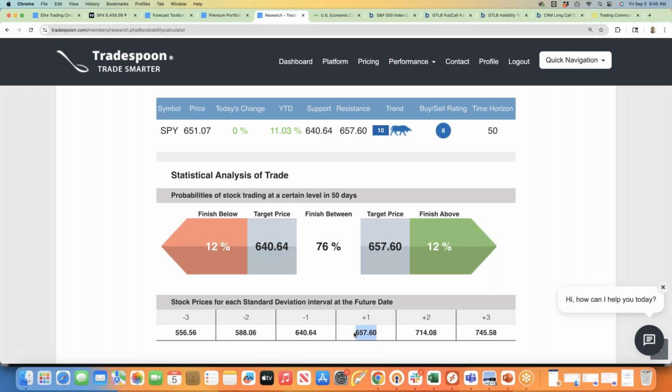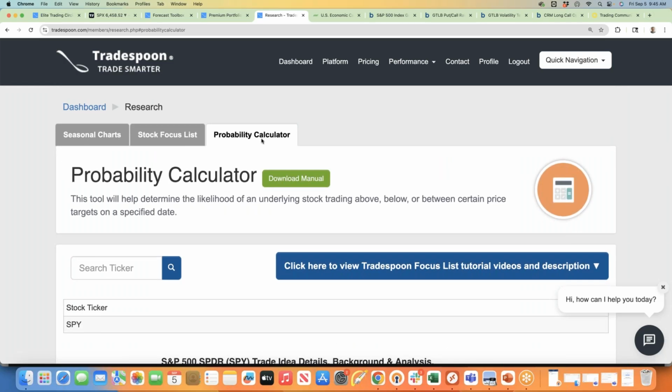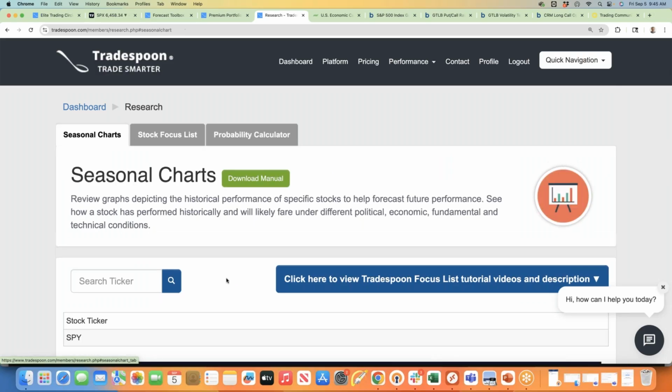You have to stay flexible. One of the points is to always be flexible in your opinion, right? Today it's 1 standard deviation, tomorrow it might be 2 standard deviations, but it's something you want to keep an eye on. Any questions on the probability chart, seasonal chart, right?